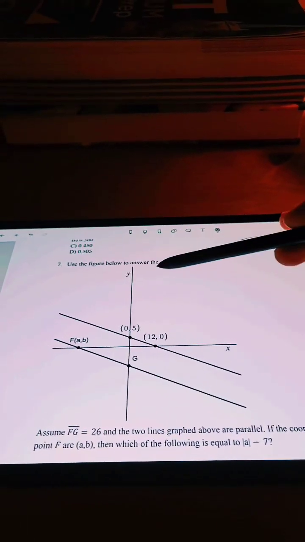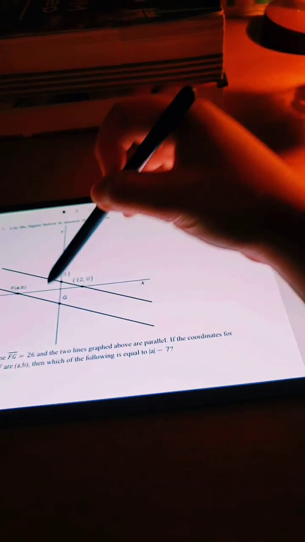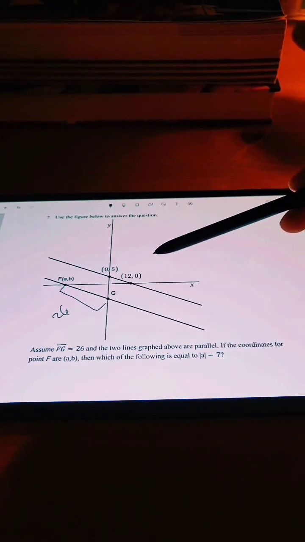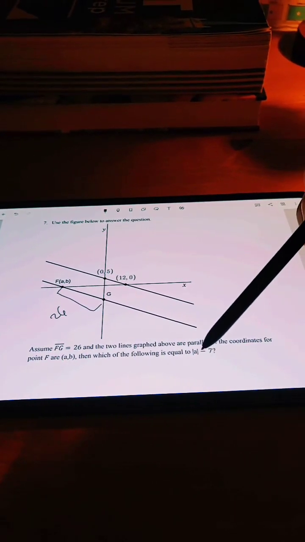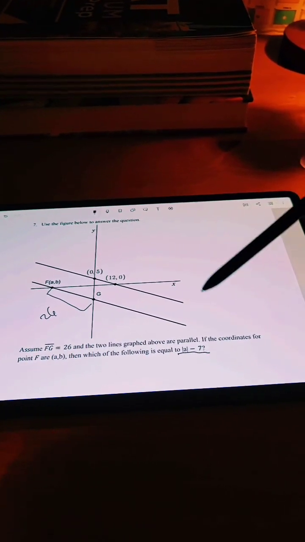So let's now do this one. So we have this figure, and it says assume FG is equal to 26. So this portion right here is 26. And the two lines graphed above are parallel. If the coordinates for F are A, B, already labeled, then which of the following is equal to the absolute value of A minus 7? So we want to find this right here.